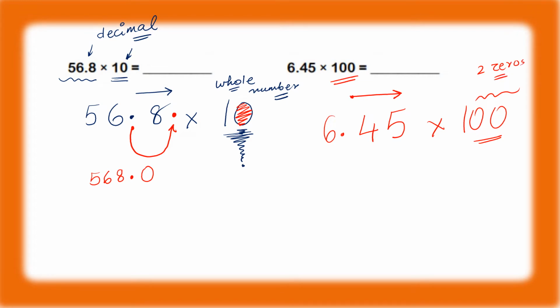Let's try to move the decimal 2 places: one place and then 2 places. So the decimal comes over here. What is my answer? 645 point, and after the point there is nothing, so you put the 0. Now after the point, if you put 0, it has no meaning.